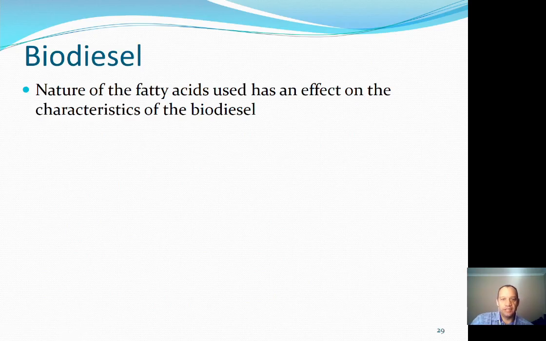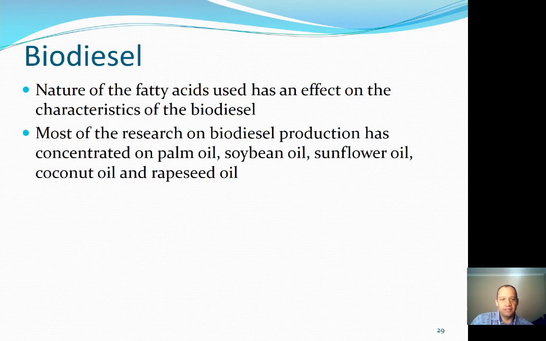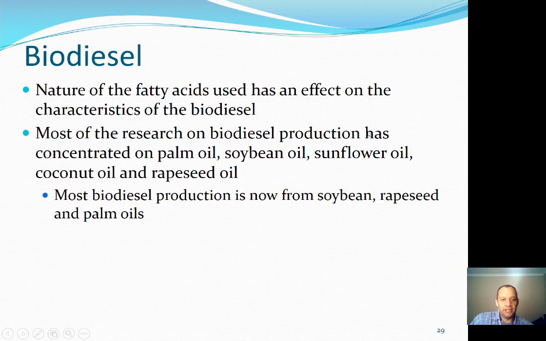Then with biodiesel, the nature of the fatty acid has a big effect on the quality of the fuel. So the nature of the fatty acid has an effect on the characteristics of your biodiesel, and this affects the process that you have to use and how good your fuel is in the end. Most research on biodiesel production has concentrated on using feedstocks such as palm oil, soybean oil, sunflower oil, coconut oil, or rapeseed oil. Most biodiesel production at the moment is from waste soybean or from rapeseed or from palm oils.